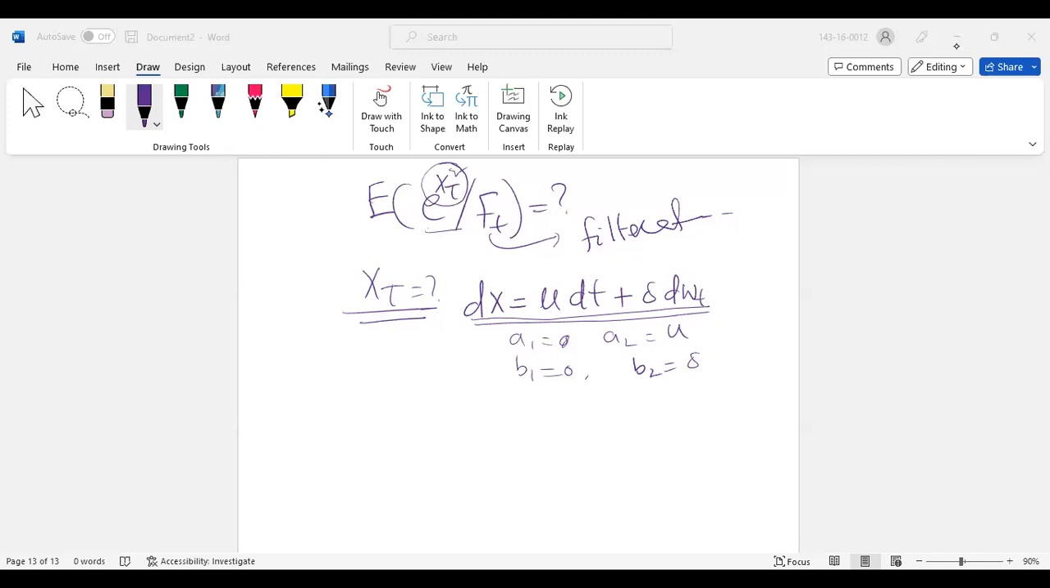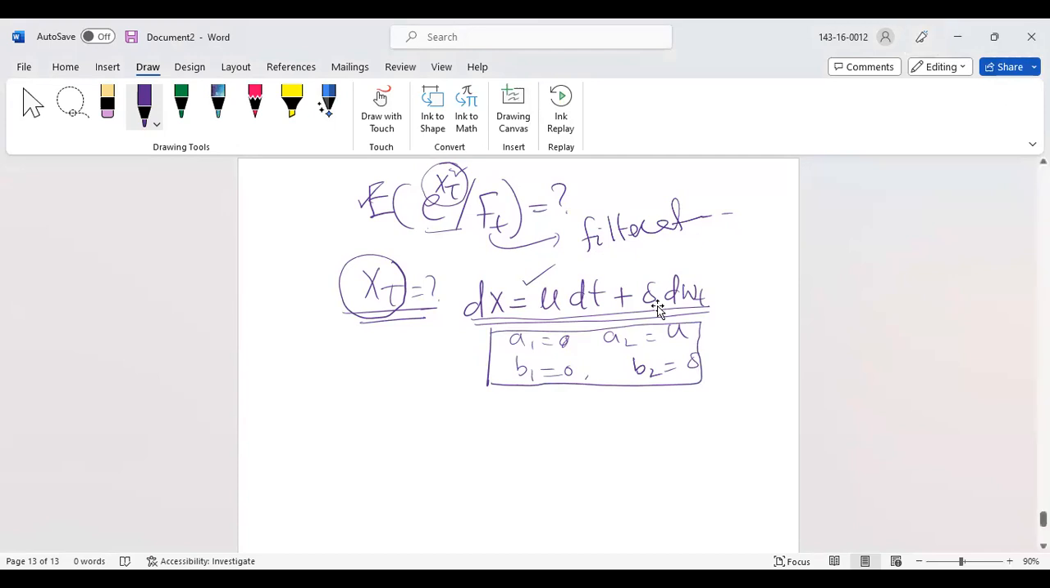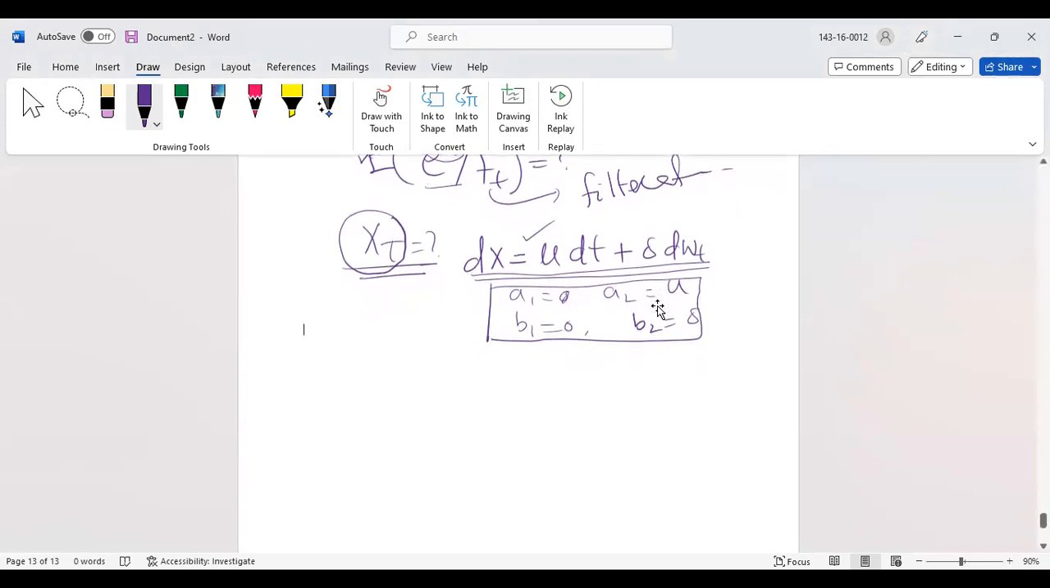Zoom record. Continue. So we need to calculate this. In order to calculate this, we need to have information about x of t, and all we know is that x of t is the solution of this SDE. Now I have given this instruction that one way is you take this A1, A2, B1, B2, and then apply and repeat the procedure that we have done recently.